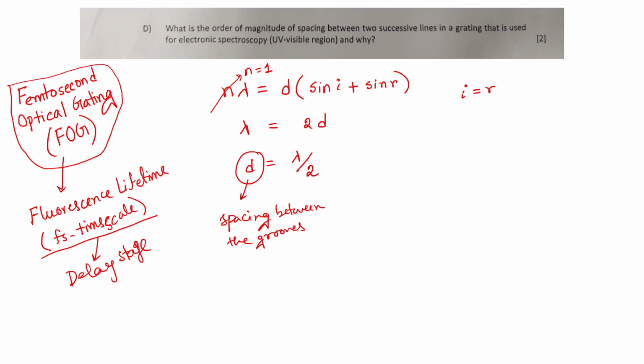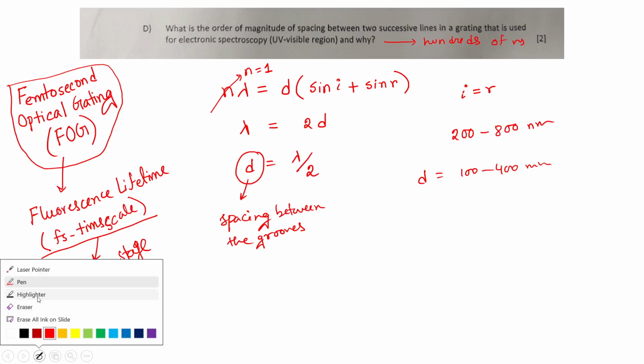So it is said for electronic spectroscopy, UV visible region. So what is the UV visible region in terms of nanometer scale? 200 to 800 nanometer, maybe. Yes, even 100 you can take. So your d will be something like 100 to 400 nanometer that you will require in some range. So hundreds of nanometers.